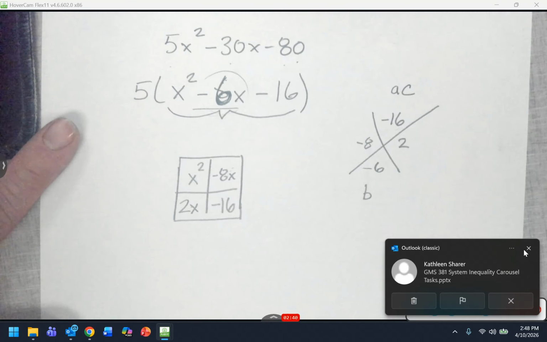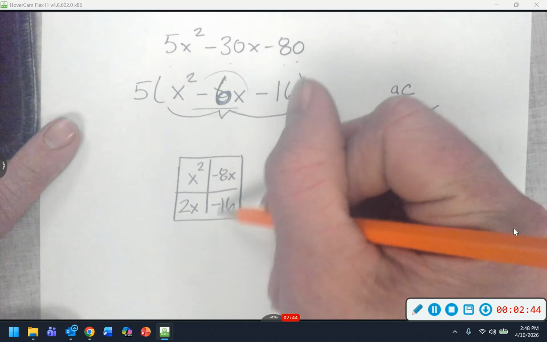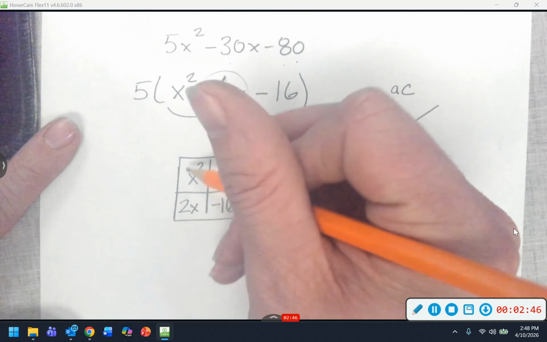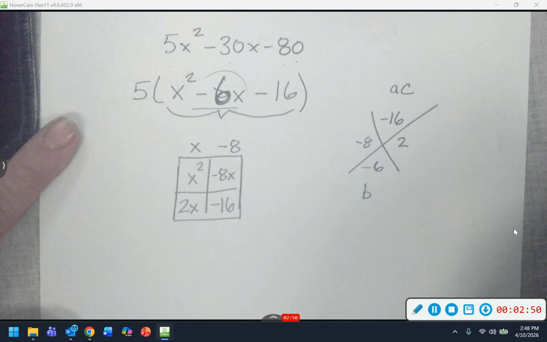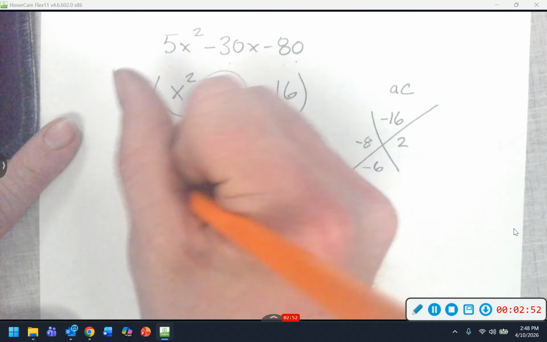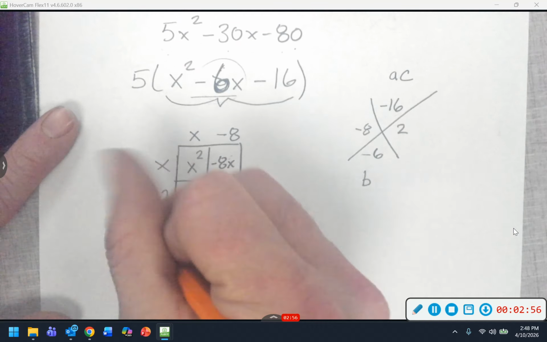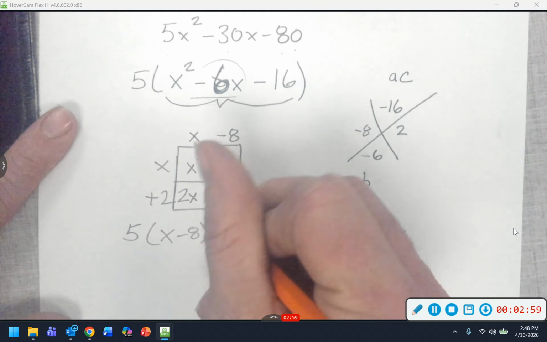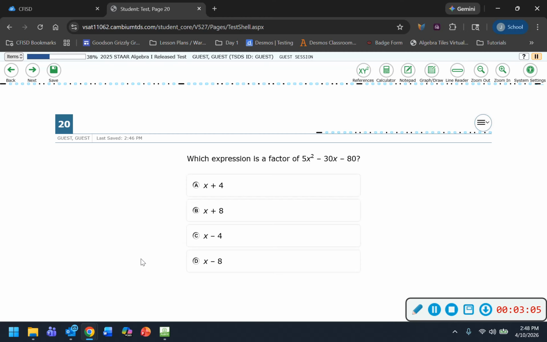Now we can go ahead and look at this box, and by factoring out the greatest common factor, again a GCF, we can find our two factors. x minus 8, x plus 2. Those are my two factors. So the fully factored expression looks like this. And all I need to do is find which one matches in the answer choices. And I see x minus 8 right here.